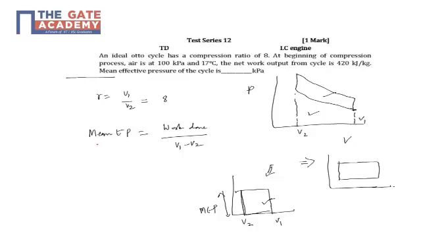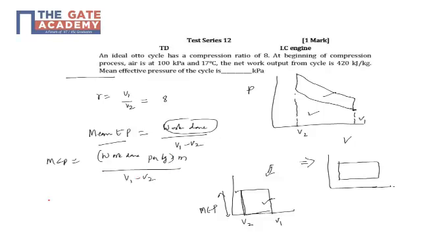So the product of mean effective pressure into V1 minus V2 is the area under the curve, and that is the work done in this case, and you are equating that to the work done in the actual case. So that is, in a sense, an indirect way of finding the mean effective pressure. Now work done is already given. So MEP is work done per kg, into mass, by V1 minus V2.